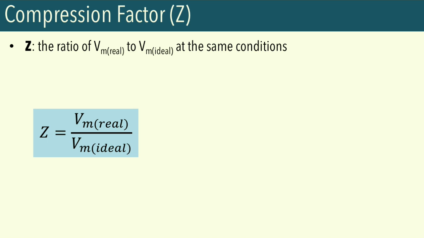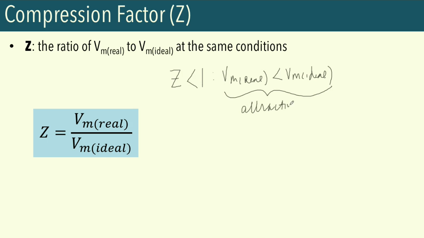So Z pretty much just tells us a ratio of the real gas volume, molar volume in particular, and the ideal gas volume, right? So overall, if Z is less than 1, this implies that Vm real is less than Vm ideal. So recall again what type of attractions are dominating. This implies that attractive forces are dominant. So the gas is more compressible.